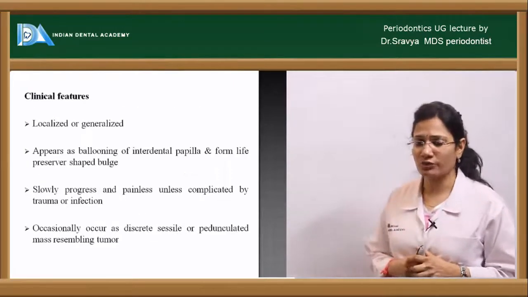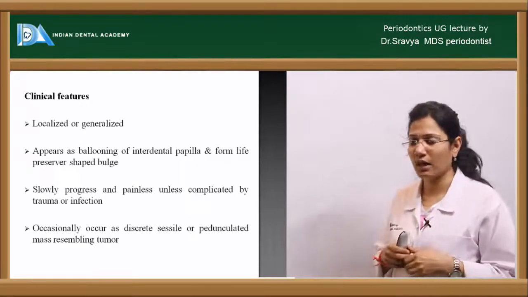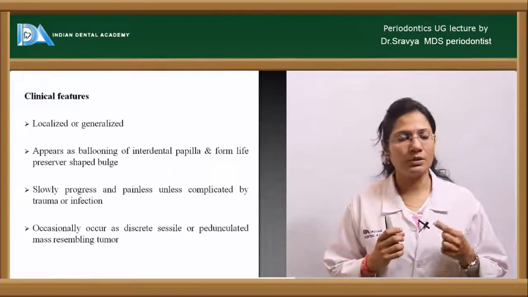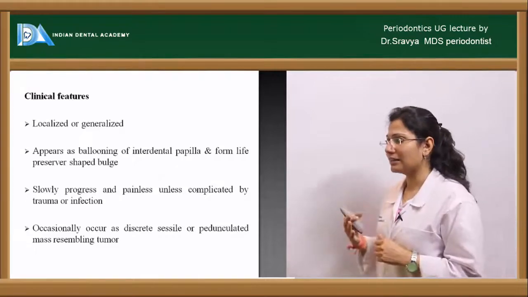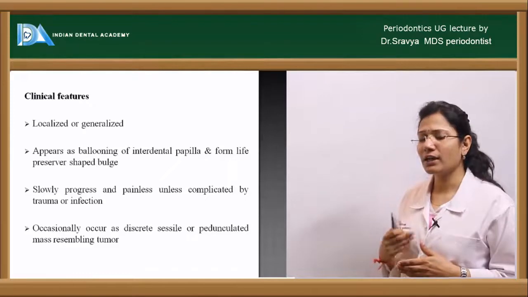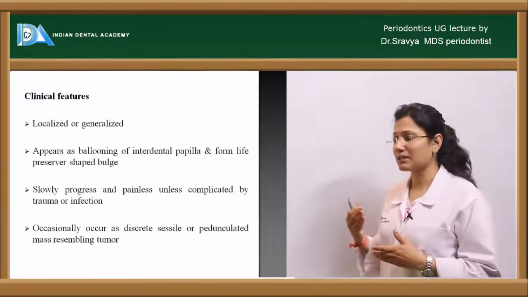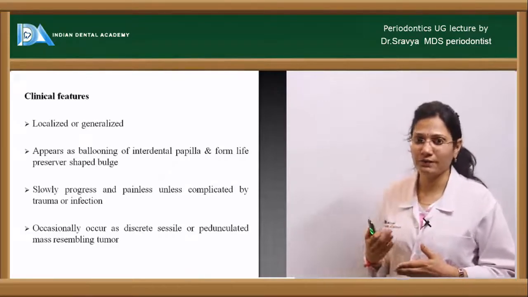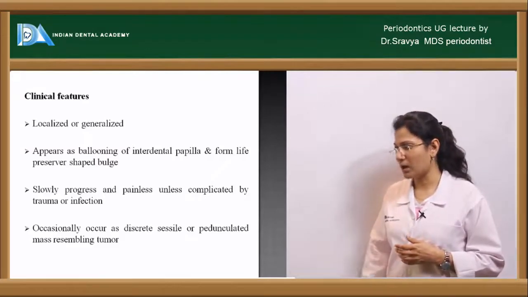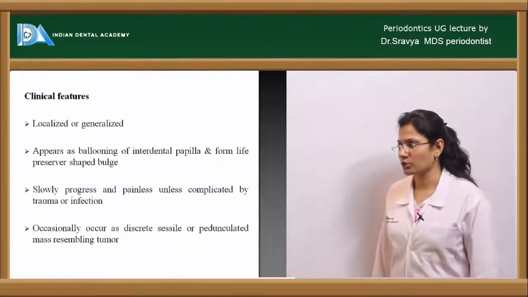What are the clinical features of chronic gingival enlargement? It can be localized or generalized, involving the entire mouth. First, how does it appear? It appears as a ballooning of the interdental papilla, and then it forms life-preserver shaped edges or a bulge. Slowly it progresses, and it is painless unless it is complicated by secondary trauma or infection. Occasionally, it occurs as a discrete sessile or pedunculated mass resembling a tumor, but most of the time it occurs as a diffuse enlargement.